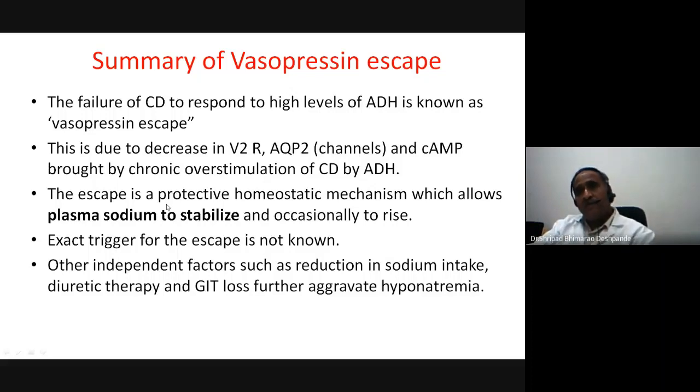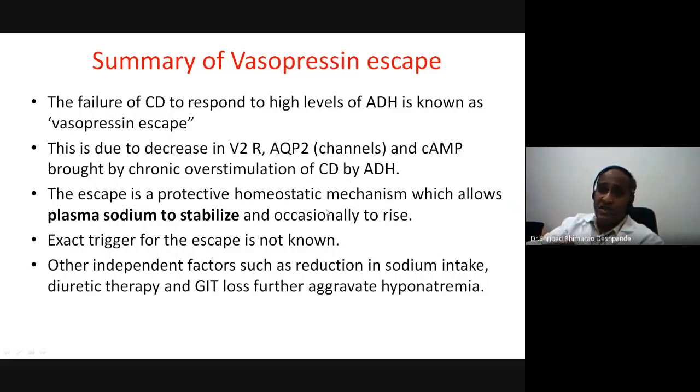The escape is a protective homeostatic mechanism. This is a protective mechanism and precisely allows the sodium level to be maintained. So that means sodium balance is regulated. So that means it allows the plasma sodium to stabilize and may go higher. But the exact trigger that induces this escape is not known. What makes these collecting duct cells downregulate these V2 receptors, aquaporin 2 channels, or the signaling molecules, we do not know.